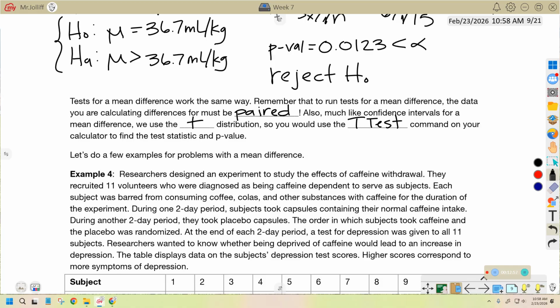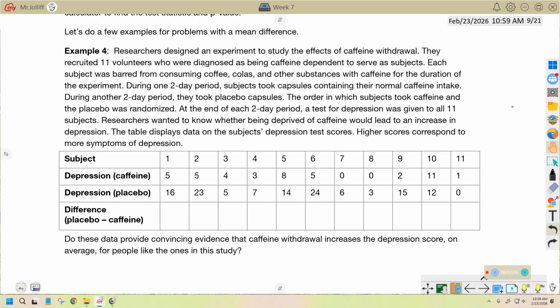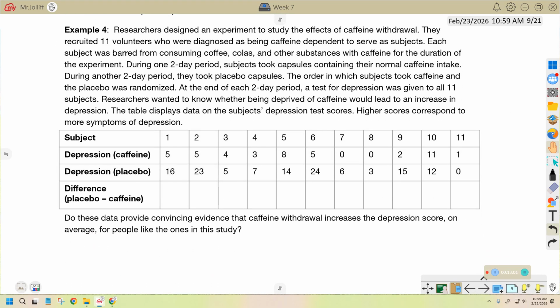Okay, so do I have a volunteer who wants to read example 4 for us? Thank you, Hilani.